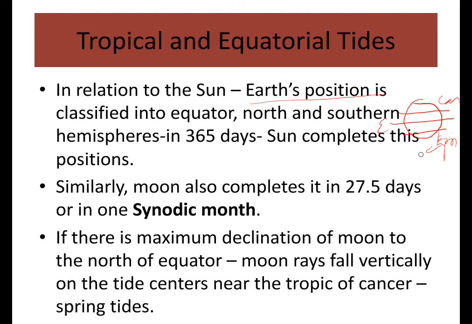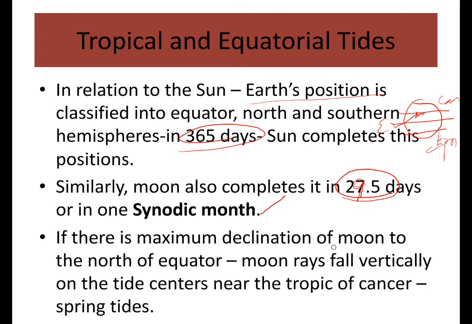Also with the moon's position, this is classified when the moon's light is falling vertically on the tropic of Cancer or tropic of Capricorn. So these tropical tides occur then. When the moonlight is falling vertically on the equator, the equatorial tides occur. We know the synodic month is 29.5 days. Similarly, the earth's revolution around the sun takes 365 days. The moon's rotation with respect to the visible phase takes 29.5 days, which is also known as the synodic month.